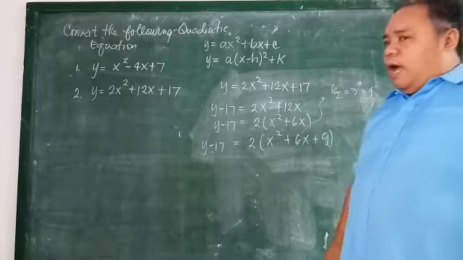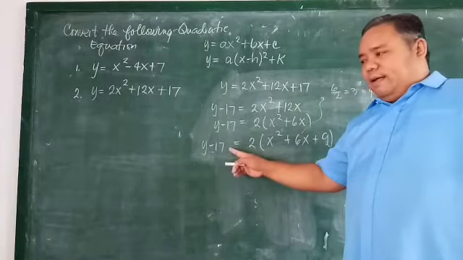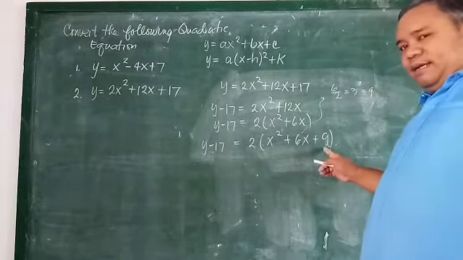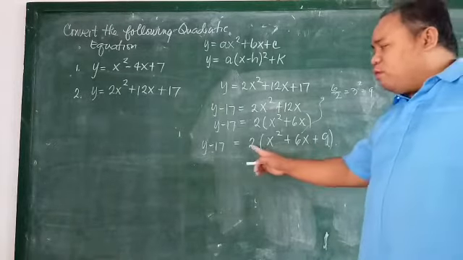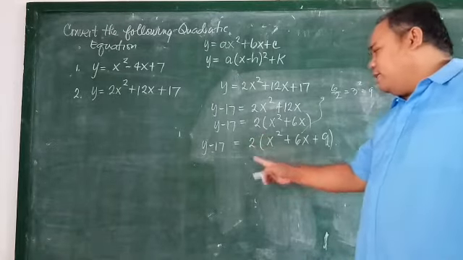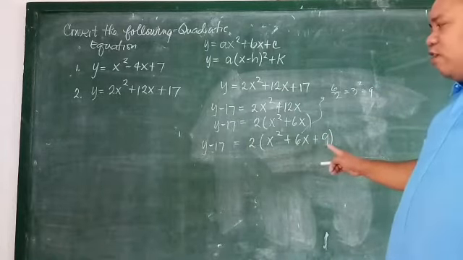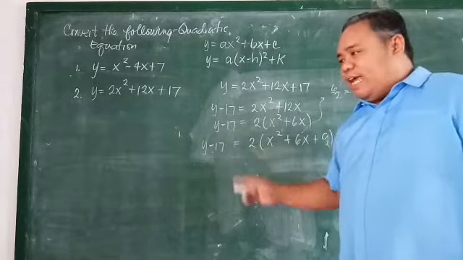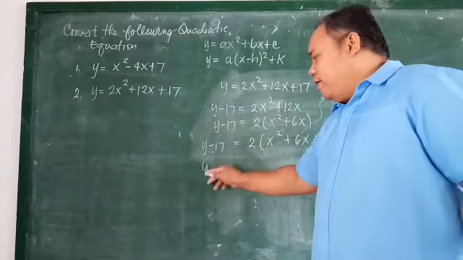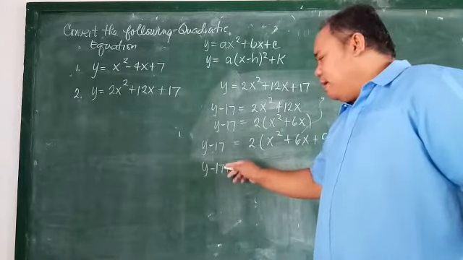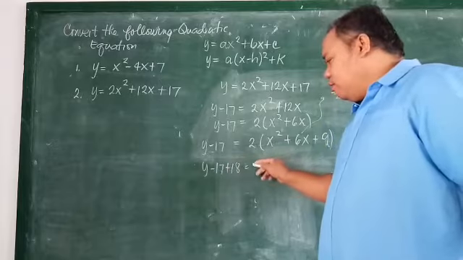Now, what do we add on the other side? Just only 9? No. Since there is a 2 here, you're going to multiply 9 by 2. So that's 18. So instead of adding 9 here, we add 18. So this is y minus 17 plus 18 equals 2.